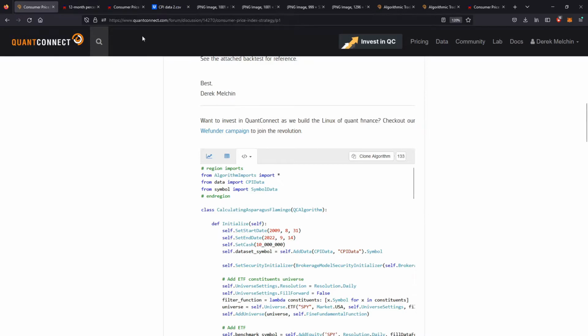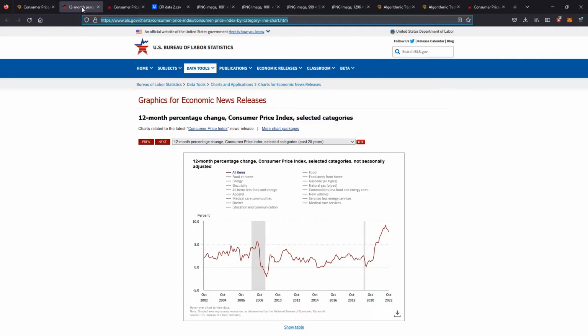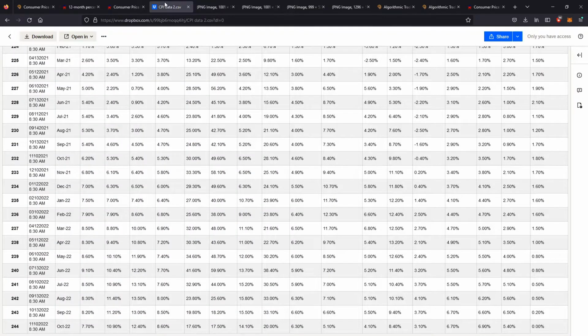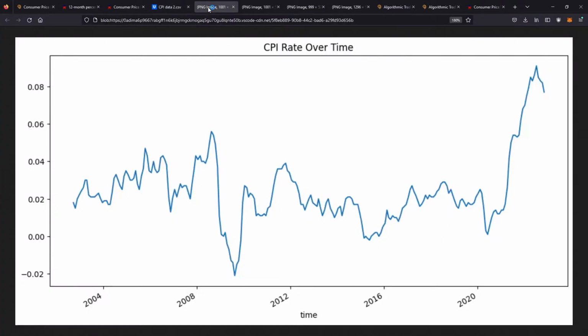To collect the new data, I downloaded the official CPI rates from the US Bureau of Labor Statistics website. This chart now includes the report for September and October 2022. I was able to get the CPI rate from this chart, and I was able to get the release date from the archive news releases. For example, the September report was released on October 13th at 8:30 a.m. Eastern Time. I uploaded the new data into Dropbox so I could import it into the algorithm, and here's what the CPI rate looks like in a time series.